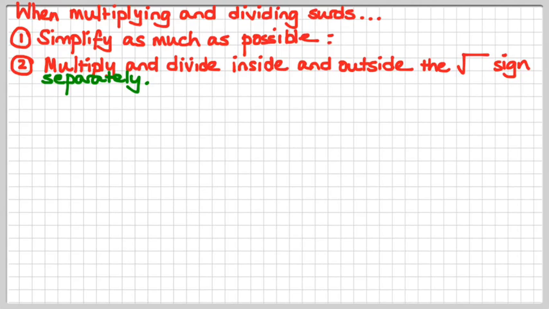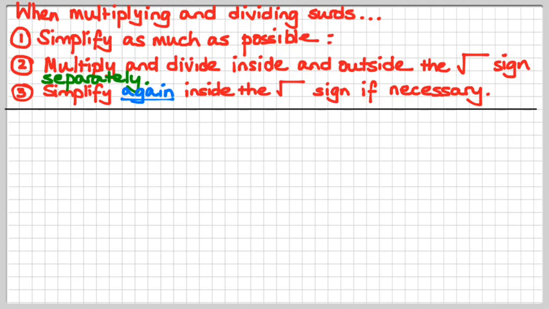Before I do anything, I simplify. Then I multiply and divide inside and outside the square root sign, or the cube root sign, or whatever it is, separately. And then we simplify again if we need to, inside the square root sign if necessary, or anywhere else that looks like it needs cleaning up again, because sometimes you need an extra simplification after you've actually done the dividing and the multiplying. I'll show you an example of that as we go.